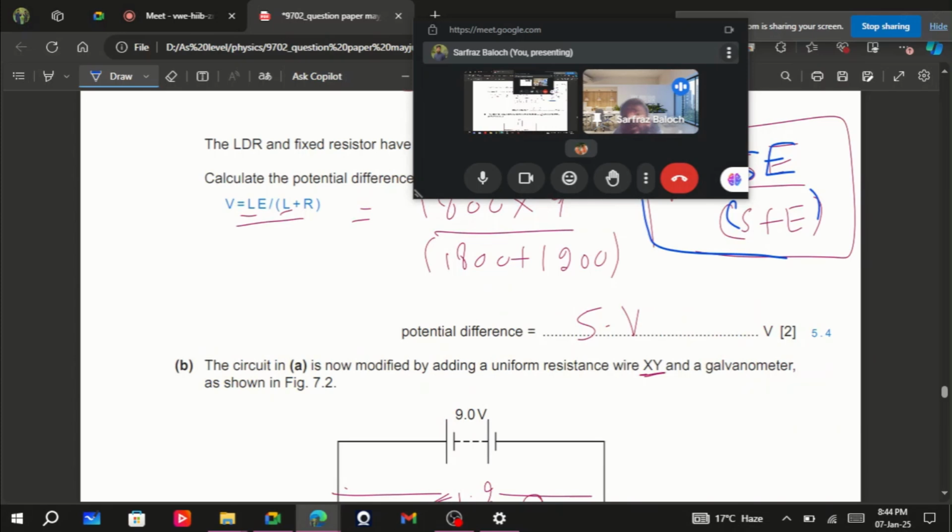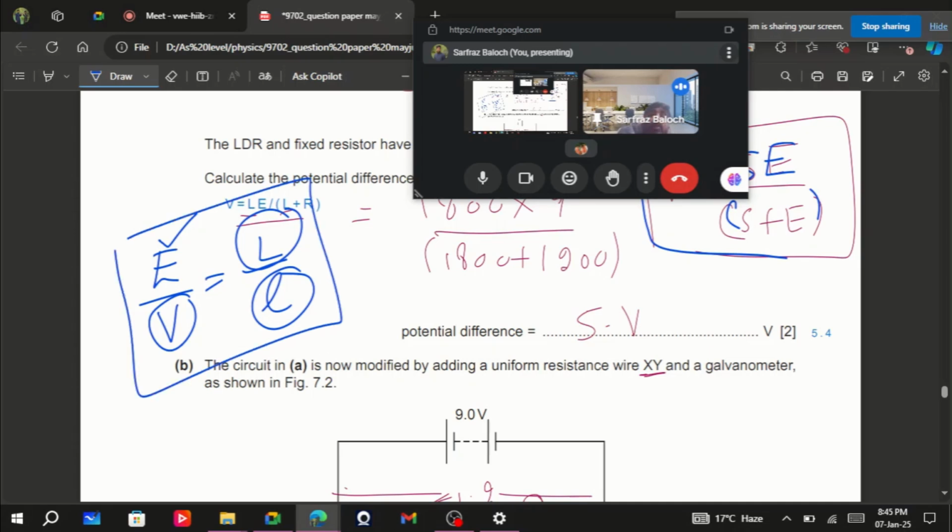One thing: you could use a potential divider to compare the electromotive force, and for that you will use this relation: E over V is equal to L over small l. Here E is the electromotive force and L is the total length, and V is the potential difference across a specific resistor or wire, and l is the length of that wire. This is the relationship to make comparisons, whenever you have two lengths or three lengths and you are to find the potential difference or electromotive force.